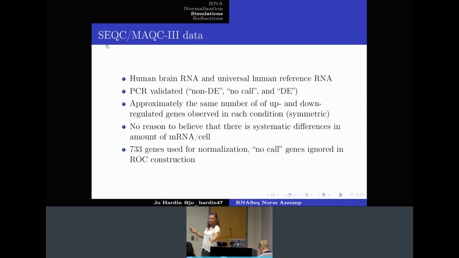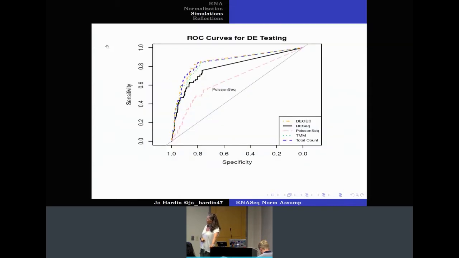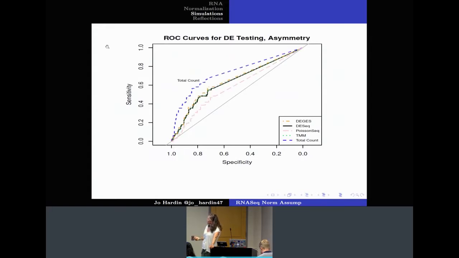And what we see when we look at the ROC curve is that most of the methods are doing pretty similarly. Poisson-Seq that I didn't really talk about isn't quite as good. And total count has no problem here, right? Total count, that sort of RPKM, has no trouble getting the right answer because, again, we're assuming that the mRNA is not particularly different across the two.